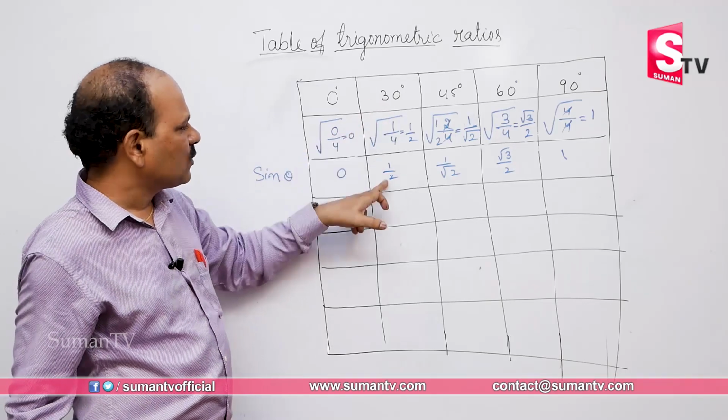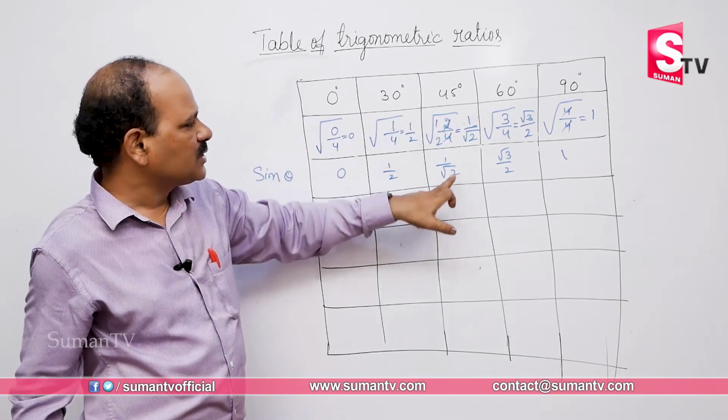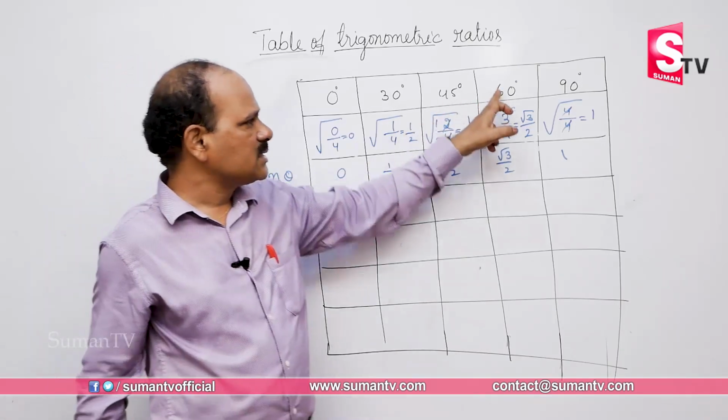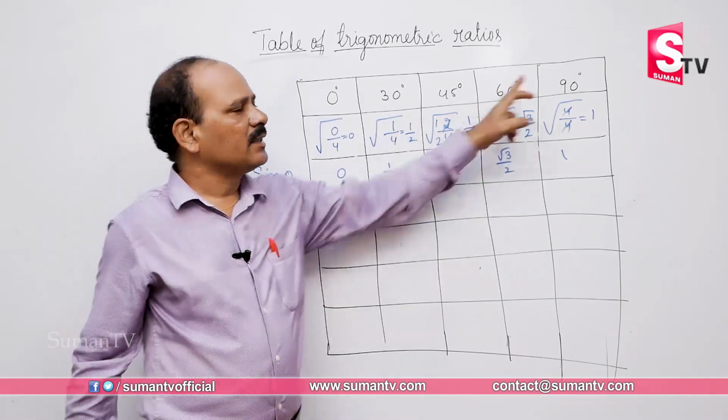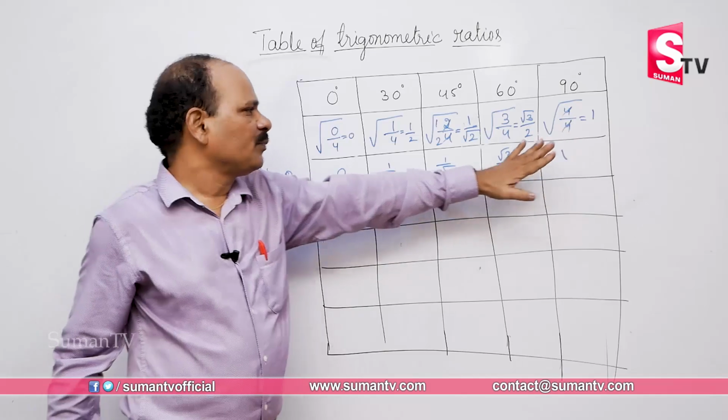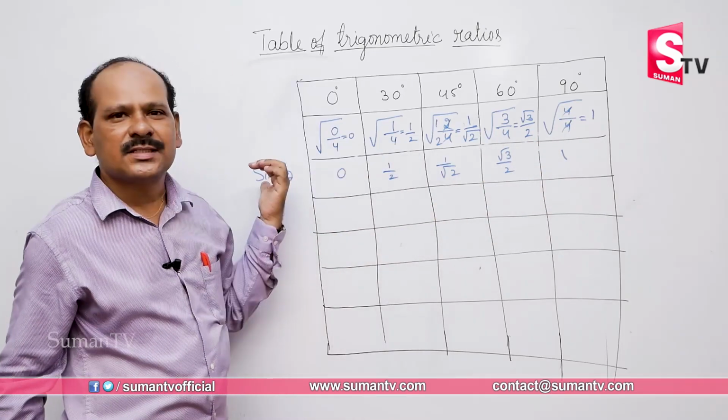Sine 30 is equal to 1 by 2. Sine 45 is equal to 1 by root 2. Sine 60 is equal to root 3 by 2. Sine 90 is equal to 1. These are all the values of sine.